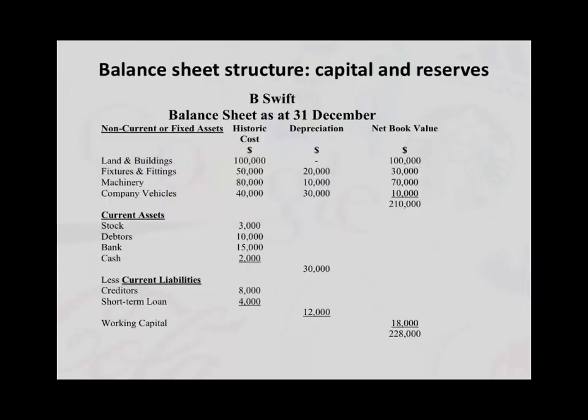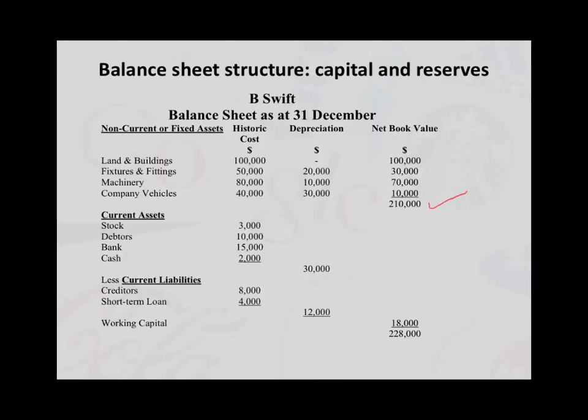So the structure of the vertical balance sheet will look similar to the balance sheet that you have here of B Swift as at the 31st of December. The first part would show the non-current or fixed assets as we discussed in a previous tutorial. When we add up all the value of the assets we expect to last for more than 1 year, the value comes to 210,000.